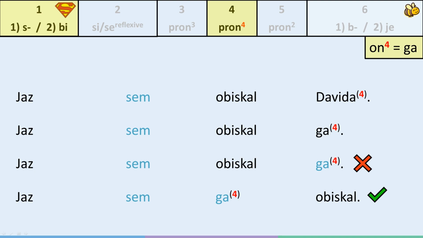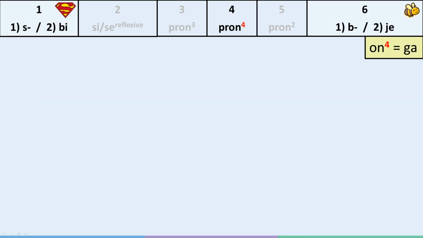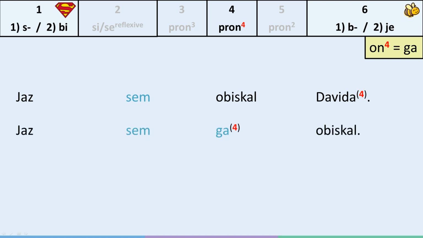Now let's make things just a bit more interesting to show you why this whole thing is so annoying, how quickly it can get much trickier, and why it pays to start getting to know these concepts early in your Slovene career. Jaz sem obiskal Davida and jaz sem ga obiskal. That much is clear so far. But what about if instead of saying I visited David, we were to say I will visit David? Jaz bom obiskal Davida. I will visit David.